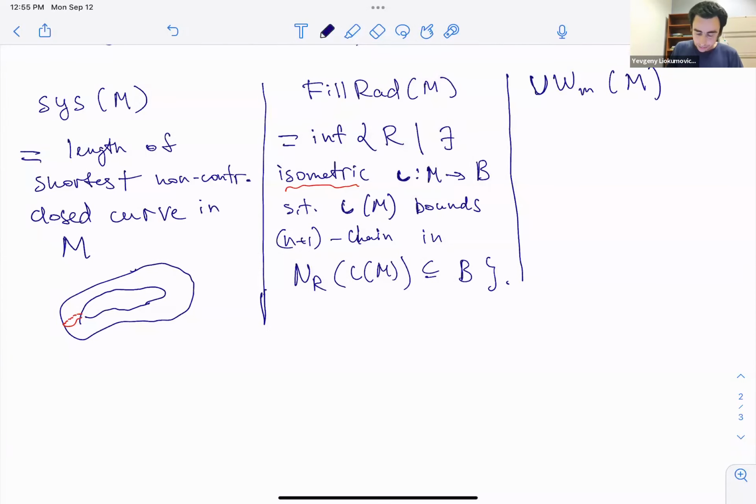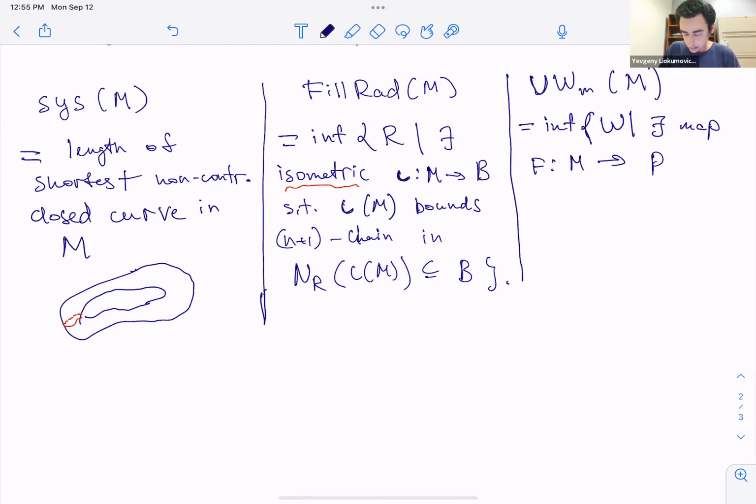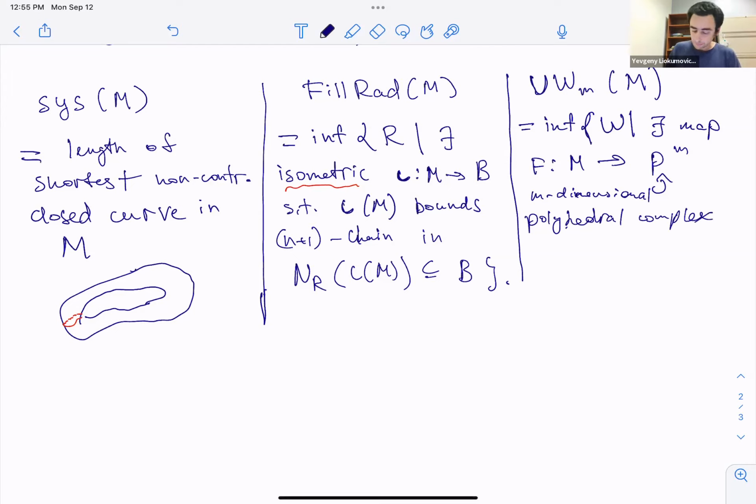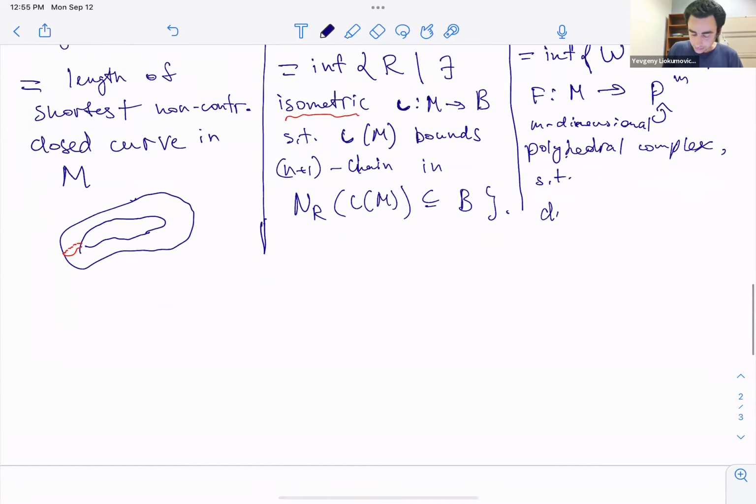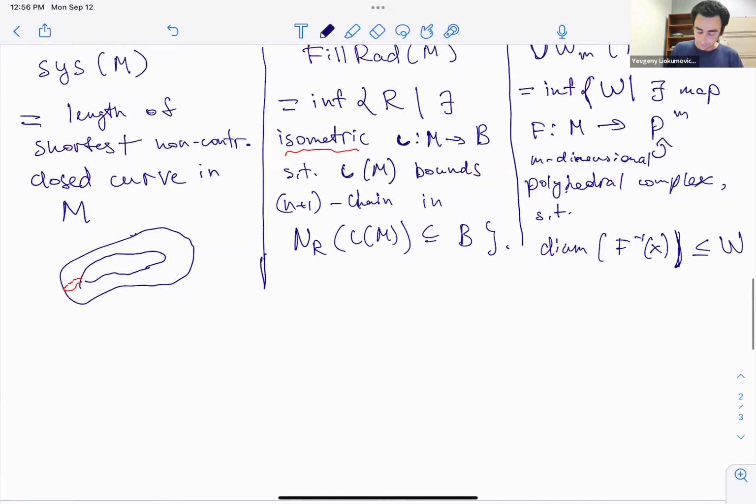And finally, the Urysohn width is defined as the infimum over W, such that there exists a map F from M into some n-dimensional polyhedral complex such that the diameters of the preimage of this map for all x is bounded by this number W, for all x in this polyhedral complex.